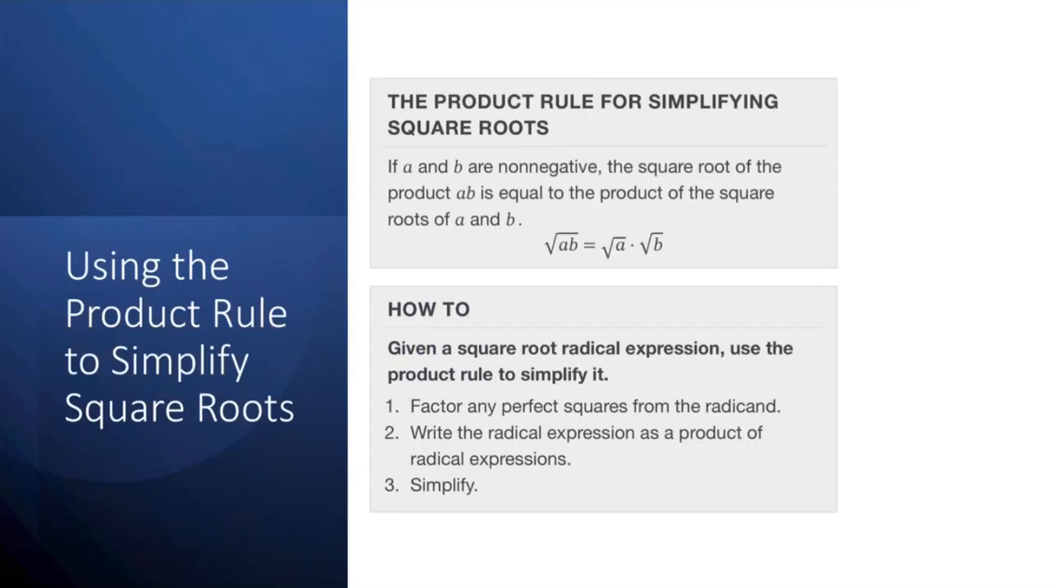So, using the product rule to simplify square roots. The product rule for simplifying square roots: if a and b are non-negative numbers, the square root of the product ab is equal to the product of the square roots of a and b. So here we're looking at the square root of a product being the same as the product of the square roots. Because we're doing multiplication, keep in mind that division is another form of multiplication.